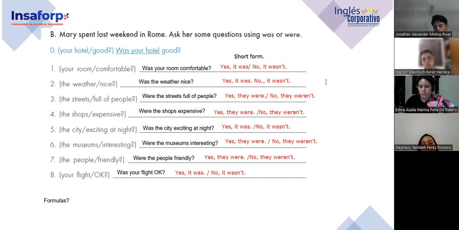¿Cómo la hago completa? Was your room comfortable? Give me a complete response, please. Yes, it was comfortable. Negative form. No, it wasn't comfortable. Okay.